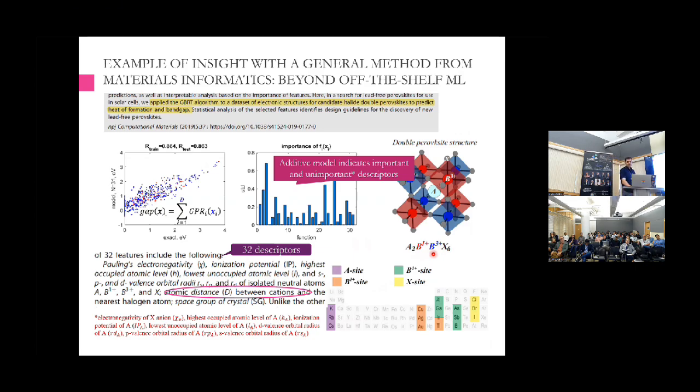So the structure type is shown here. It has the A site, the B1+ and B3+ sites, and the X, which is the halogen site. For the A site, it's either potassium, rubidium, or cesium that we are playing with. For the B sites, it's a bunch of metals, and X are the halogens: chlorine, bromine, or iodine.